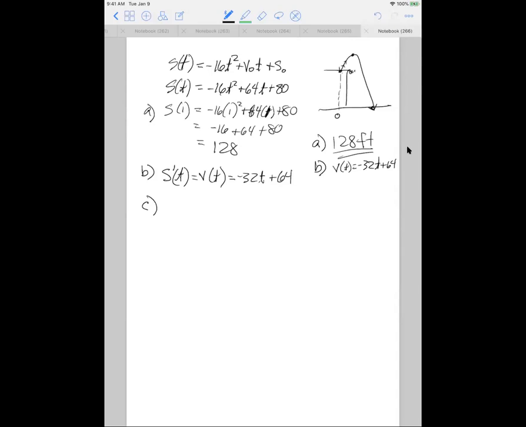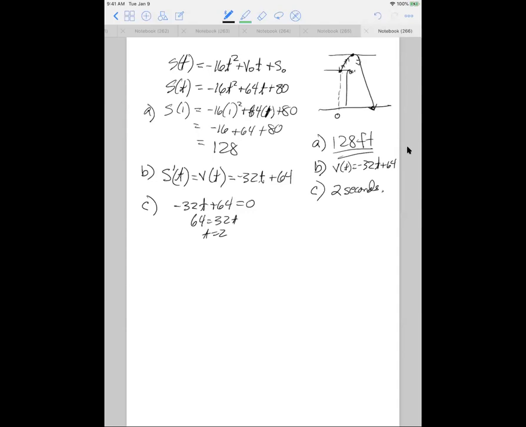Going up, it's positive here. Going down, it's negative. When is it zero? Well, when is velocity equal to zero? Set the derivative equal to zero, and we will have found the t when we've reached the top of that graph. So if we set negative 32t plus 64 equal to zero, we end up with 64 equals 32t, t equals 2. And again, it's not just 2. The answer to the question is when, what is the time? It is 2 seconds.